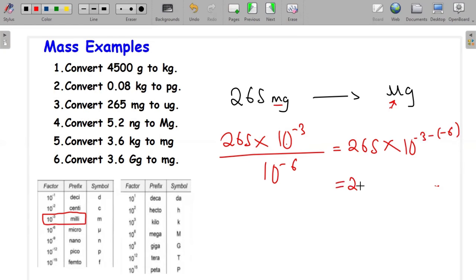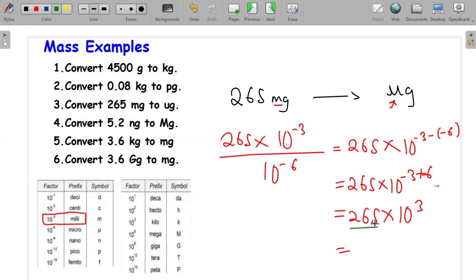And then since this one is in the denominator, it will be minus 6. So this will be 265 multiplied by 10 to the power minus 3, and then it is minus multiplied by minus, right? So it will be plus 6. So this will just be 265 times 10 to the power, what is minus 3 plus 6? That is positive 3. And then we put it in scientific notation.